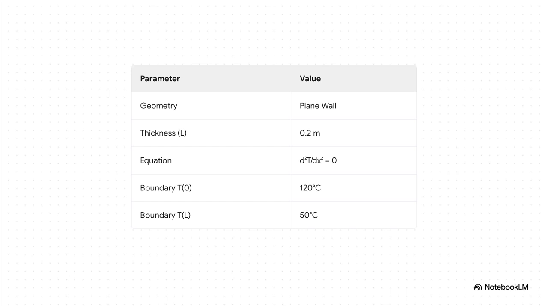And we know the boundary conditions. One side is held at a toasty 120 degrees Celsius, and the other side is at a cooler 50 degrees. The mission, should we choose to accept it, is to find the temperature at every single point inside that wall.